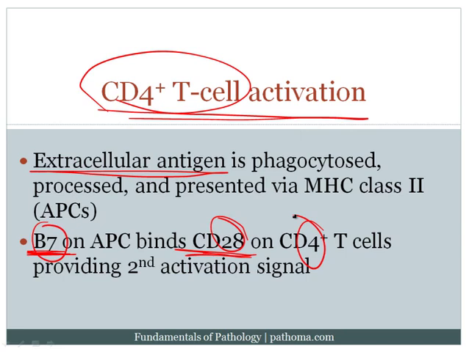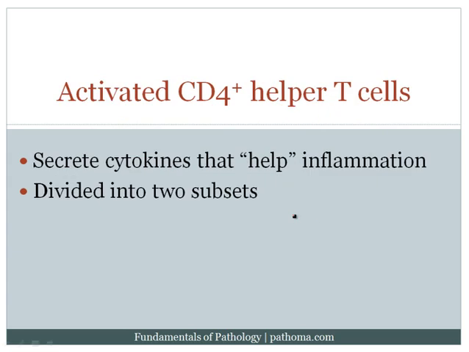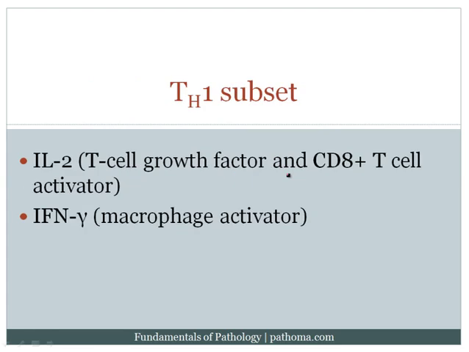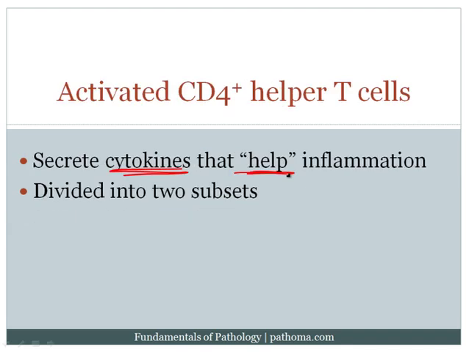Now once CD4 positive T cells are activated, they will secrete cytokines. These cytokines help inflammation, and that's why they're called CD4 positive helper T cells. Interestingly, the CD4 positive T cells are divided into two subsets, and the two subsets help the two types of inflammation that occur in chronic inflammation. Why don't I take you one slide back and go over this briefly. The CD4 positive T cell's job is to help, and it's going to help two types of inflammation.